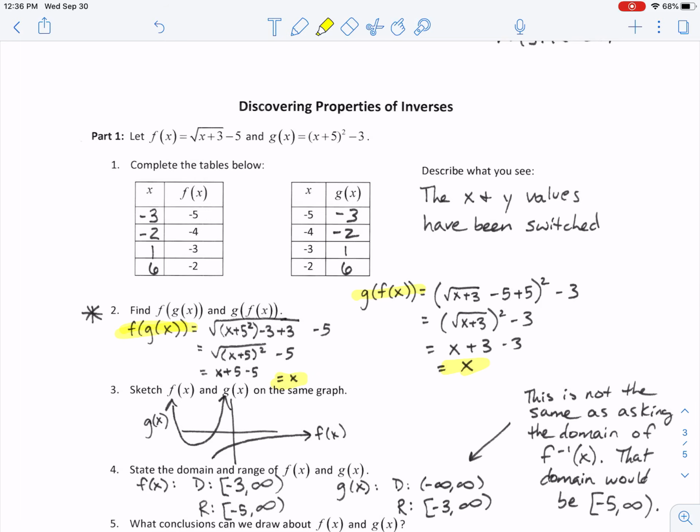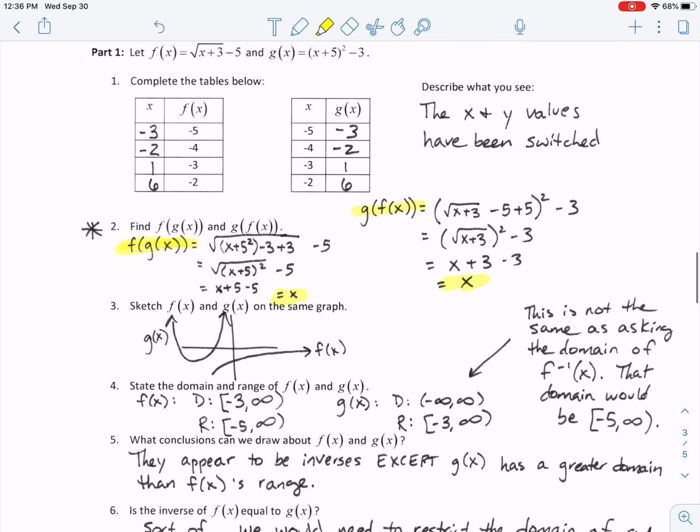Now, the big point that I want you to take away here is that if I start with g, which is this one, and I find its inverse, well, the inverse of g is actually this, and that is not a function. So if they say, what is the inverse of g, then it's actually the plus or minus, the two pieces of that square root function. If they say inverse, it would not be a function. If they say, is the inverse a function, you would say no.